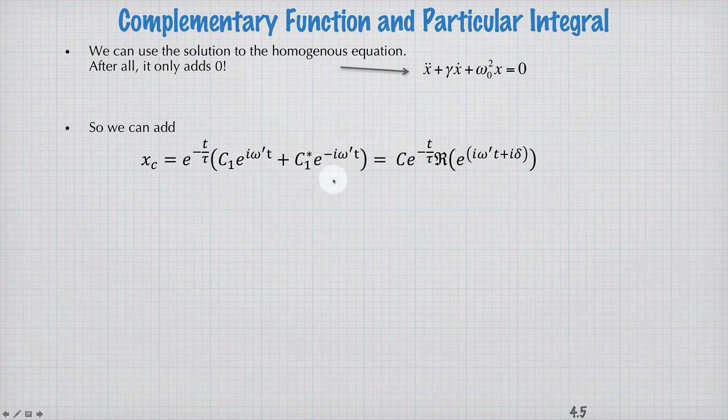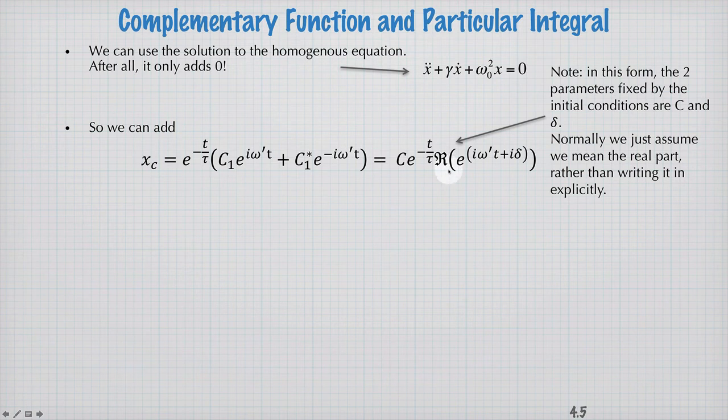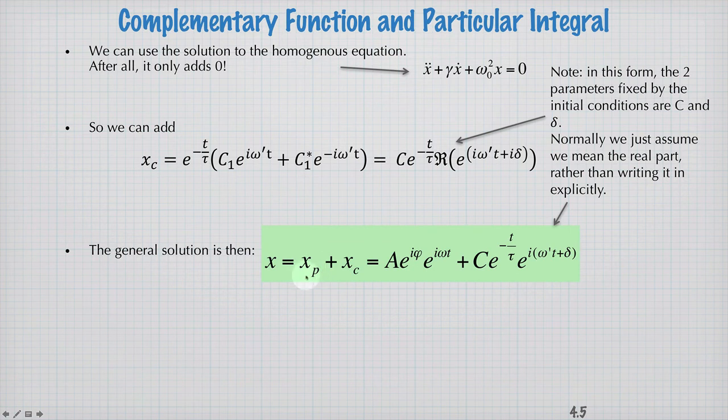I could equally write this as some number C, which is now a real number, with the decaying exponential and the real part of this oscillatory exponential and a phase shift delta. So the two free parameters now are the real number C and the phase shift delta. Normally we don't bother writing the function for the real part here, we just take that as being assumed. So in total then, the solution becomes the sum of the solution to the homogeneous equation and the solution we found to the inhomogeneous equation.